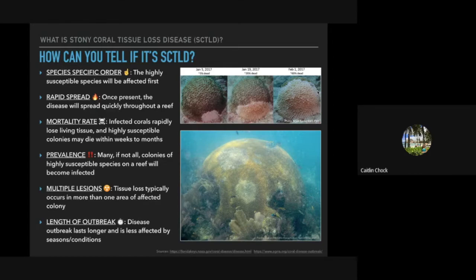Prevalent: many, if not all, colonies of highly susceptible species on a reef will become infected. It can have multiple lesions, which is different than most other coral diseases. So the tissue loss typically occurs in more than one area of the affected colony. You can see on this large CNAT colony on the bottom here that it has multiple lesions throughout the colony. Okay, so that is pretty distinctive with this disease. The length of the disease outbreak as well: it lasts longer and is less affected by seasons and conditions.